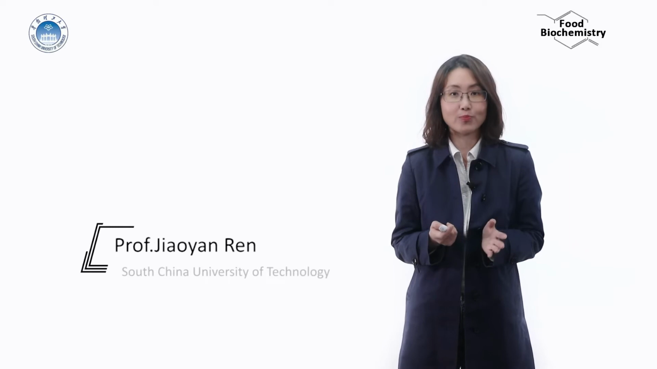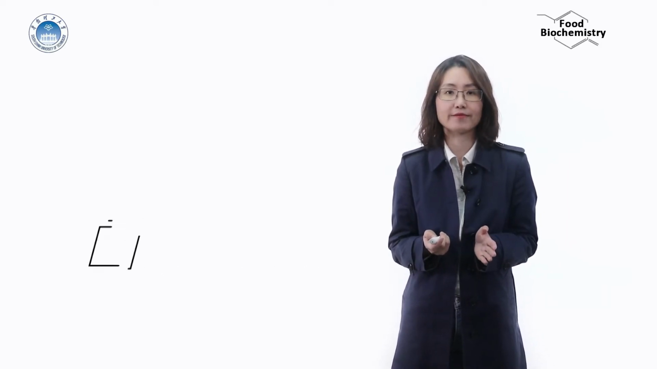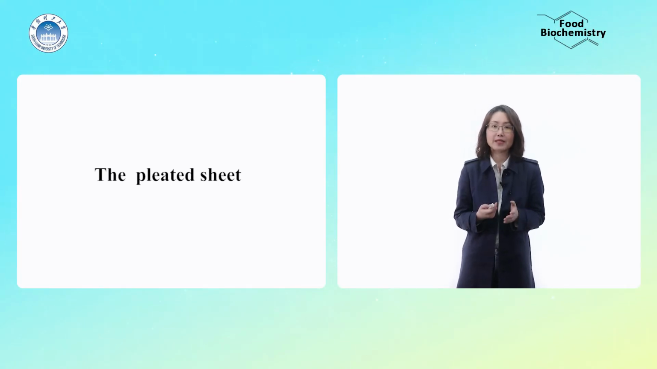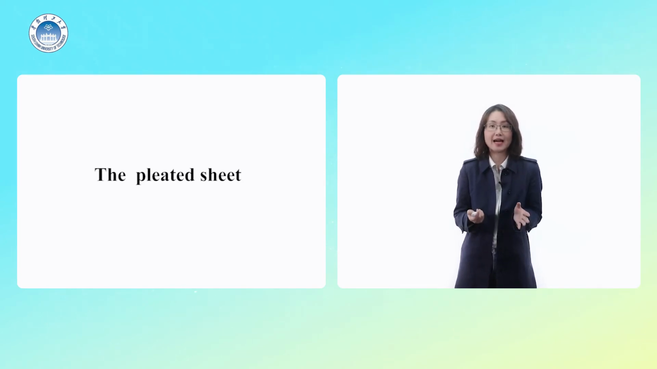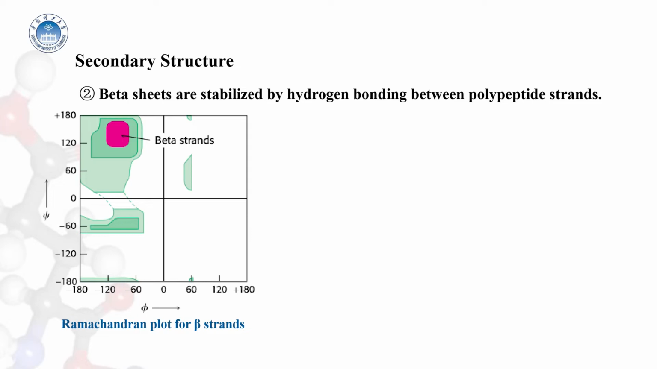As we talked about, Pauling and Corey proposed another periodic structure motif, which they named the pleated sheet. The beta pleated sheet, or more simply the beta sheet, differs markedly from the rod-like alpha helix. It is composed of two or more polypeptide chains called beta strands. A beta strand is almost fully extended rather than being tightly coiled as in the alpha helix.